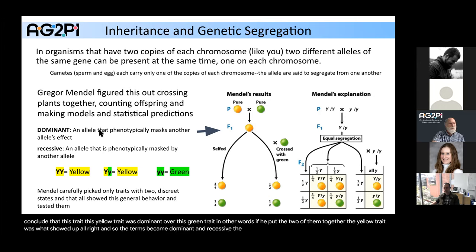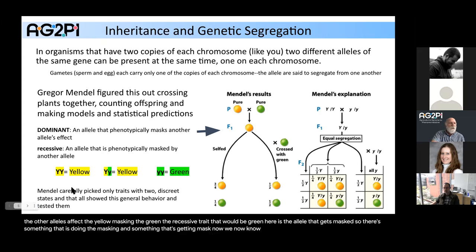The dominant trait is whatever allele phenotypically masks the other allele's effect, the yellow masking the green. The recessive trait, that would be green here, is the allele that gets masked. So there's something that is doing the masking and something that's getting masked.